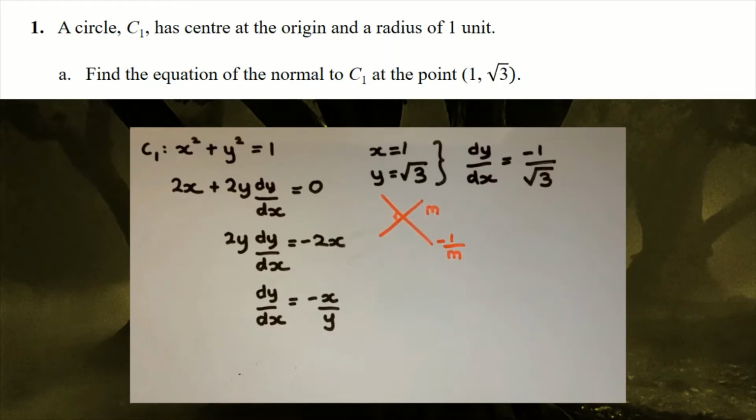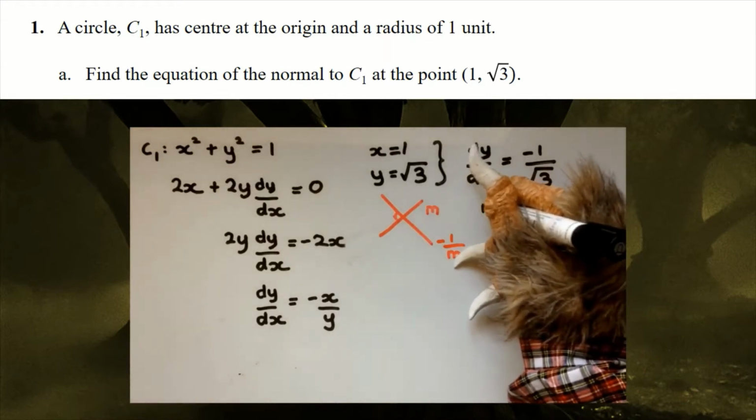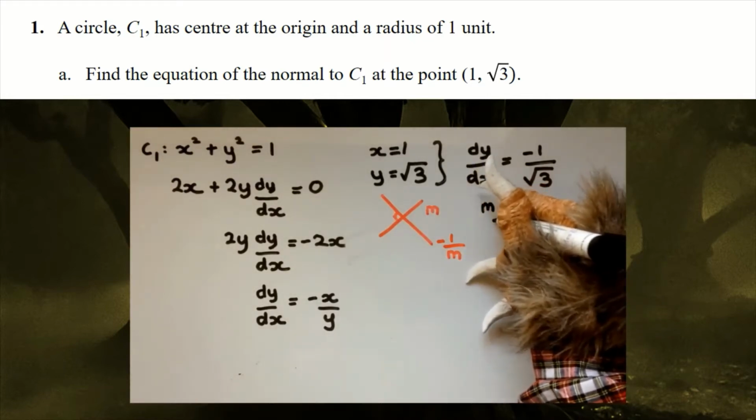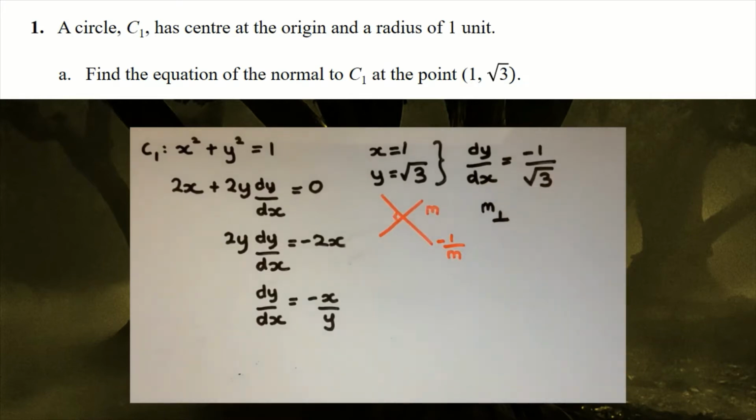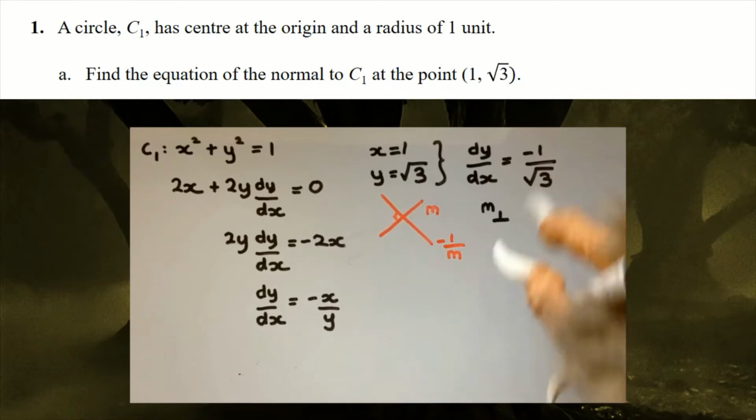I'm going to use some notation here. I don't know if you've seen this before, but if you want to say that you're writing down the gradient of a normal, you can use this perpendicular symbol. It's like an upside down T. It just means the perpendicular gradient at that point. So m perp is going to be the negative reciprocal of this, and that's just going to be √3, which is much nicer.